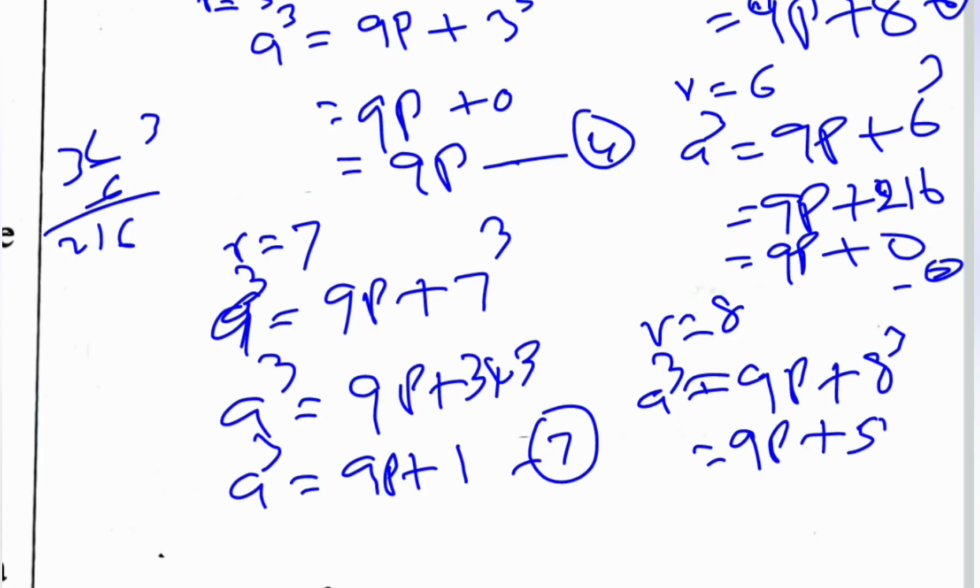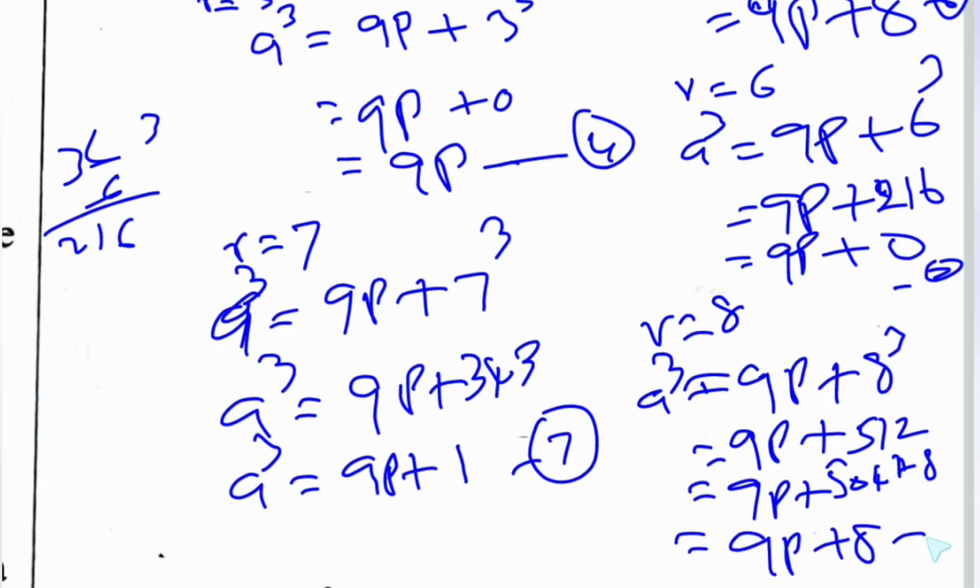8 cube is 512. So we can write 9p plus 504, which is a multiple of 9, plus again 8. So this is 9p plus 8. This is the number 9th one.